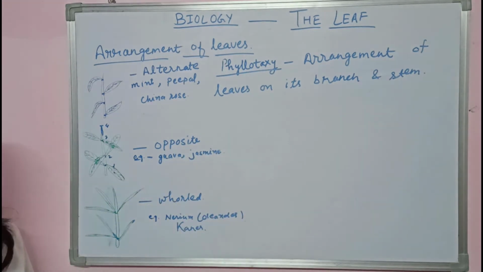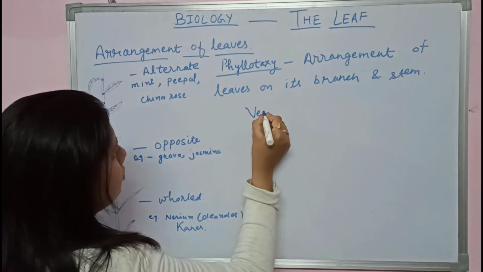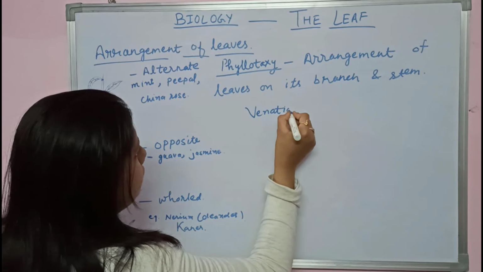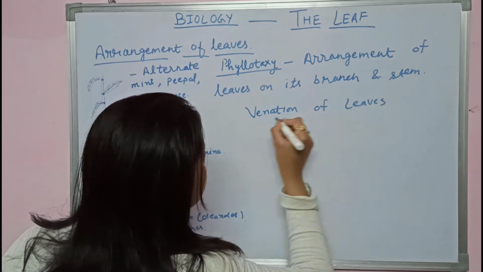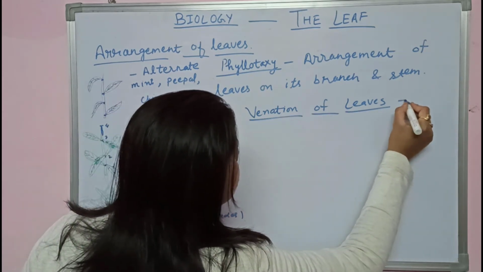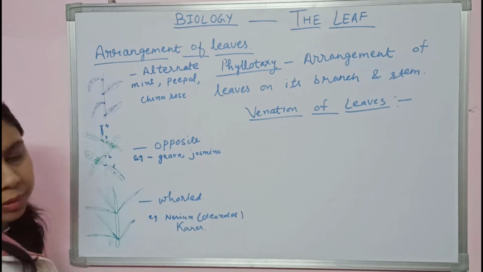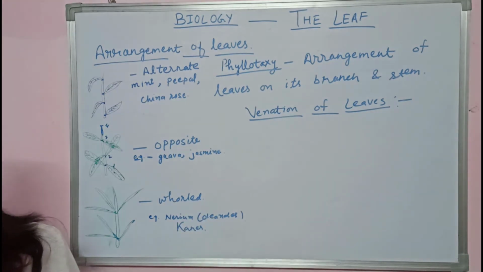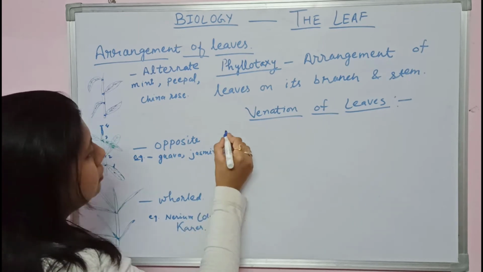Now venation of leaves. The next topic is venation of leaves. There are two types of venation found in plants. Now first of all, what is venation? The arrangement of veins in lamina is called venation.